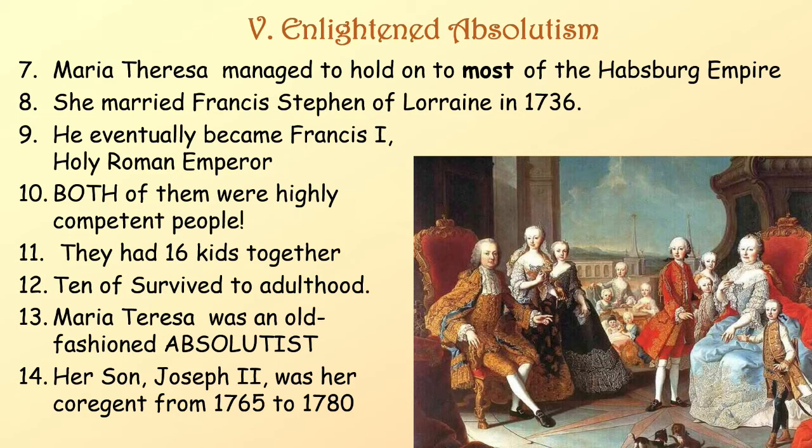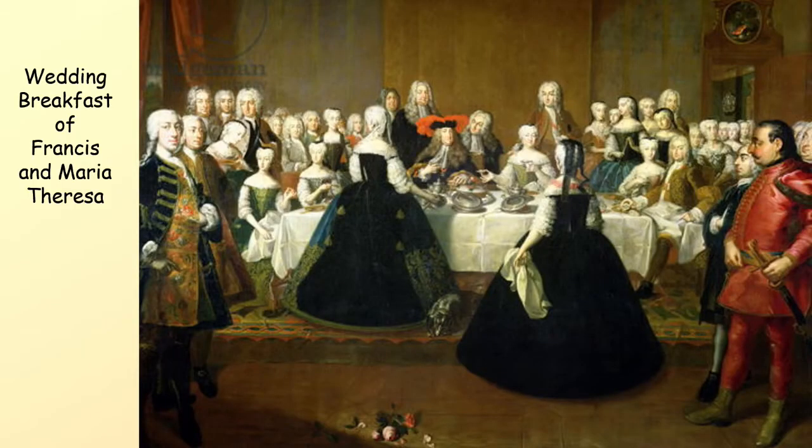And both of them were highly capable, highly competent, and adept people. They had 16 children together. 10 of those survived to adulthood. Maria Theresa was an old-fashioned absolutist, and her son, Joseph II, was her co-regent from 1765 to 1780. Here is the wedding breakfast of Francis and Maria Theresa.